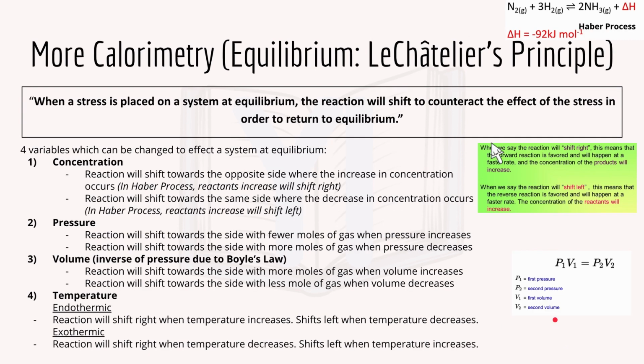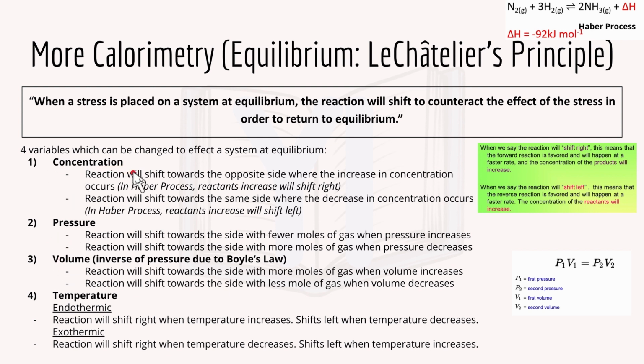Then we have this principle right here. It's quite a complicated principle. And it says that when stress is placed on a system at equilibrium, the reaction will shift to counteract the effect of the stress in order to return to equilibrium. So basically all reactions want to be in equilibrium, but there are four variables that can change the effect on a system at equilibrium. It's these four. So when these four affect the equilibrium reaction, and it becomes not in equilibrium, the reaction will always try to become equilibrium. So this could be concentration, pressure, volume, and temperature.